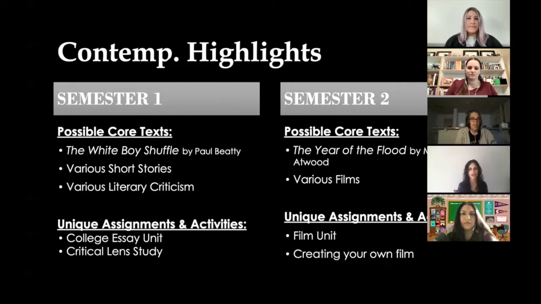So focusing on feminism, queer theory, critical race theory, a little bit of psychoanalysis, and pairing all the lenses with various excerpts of short stories. All that leads into our main core text for first semester, which is The White Boy Shuffle.